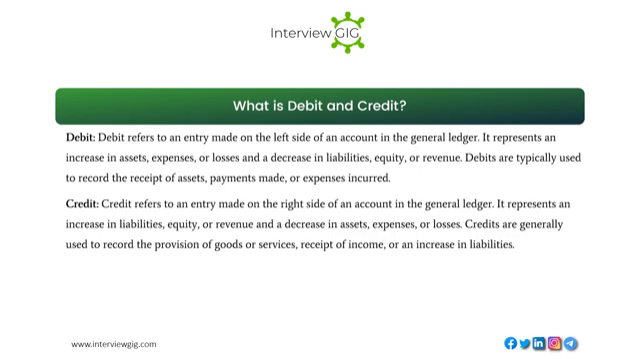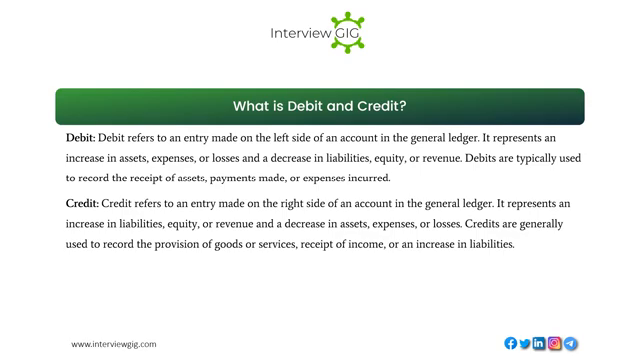What is debit and credit? Debit refers to an entry made on the left side of an account in the general ledger. It represents an increase in assets, expenses, or losses and a decrease in liabilities, equity, or revenue. Debits are typically used to record the receipt of assets, payments made, or expenses incurred.